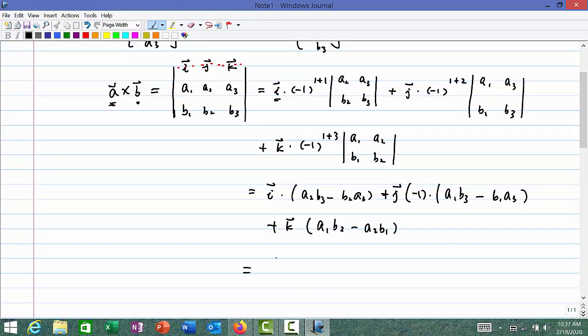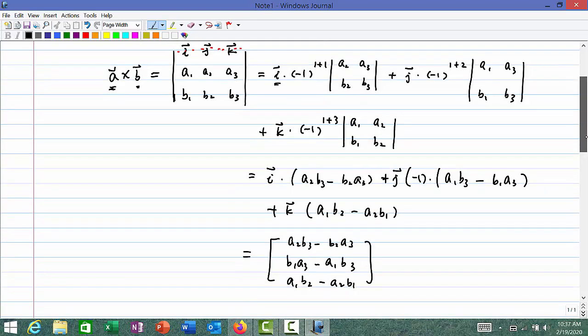You can write this as a vector, which is A2 B3 minus B2 A3. You put whatever coefficient for i as the first entry, the coefficient for j as the second, and the coefficient for k as the third. For the second one, because there's a negative sign here, I'm going to swap the two terms, so it's B1 A3 minus A1 B3. The last one is A1 B2 minus A2 B1. So that's the definition of the cross product.